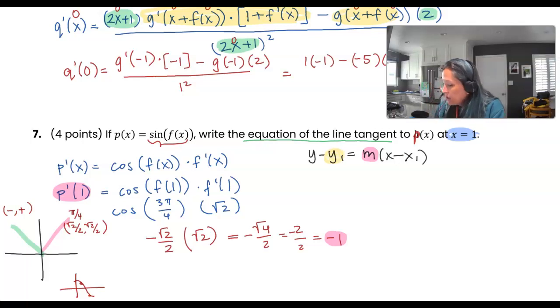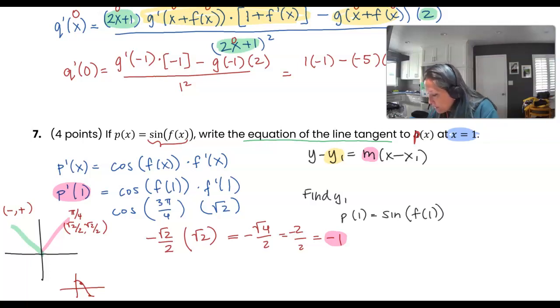So we have one more step, and that is to go find our y1, which means just plugging in to p of 1. So we need to know what sine of f of 1 is. And that's just asking us for sine of 3 pi over 4. And that is root 2 over 2, because now we are in the positive version over here, right?